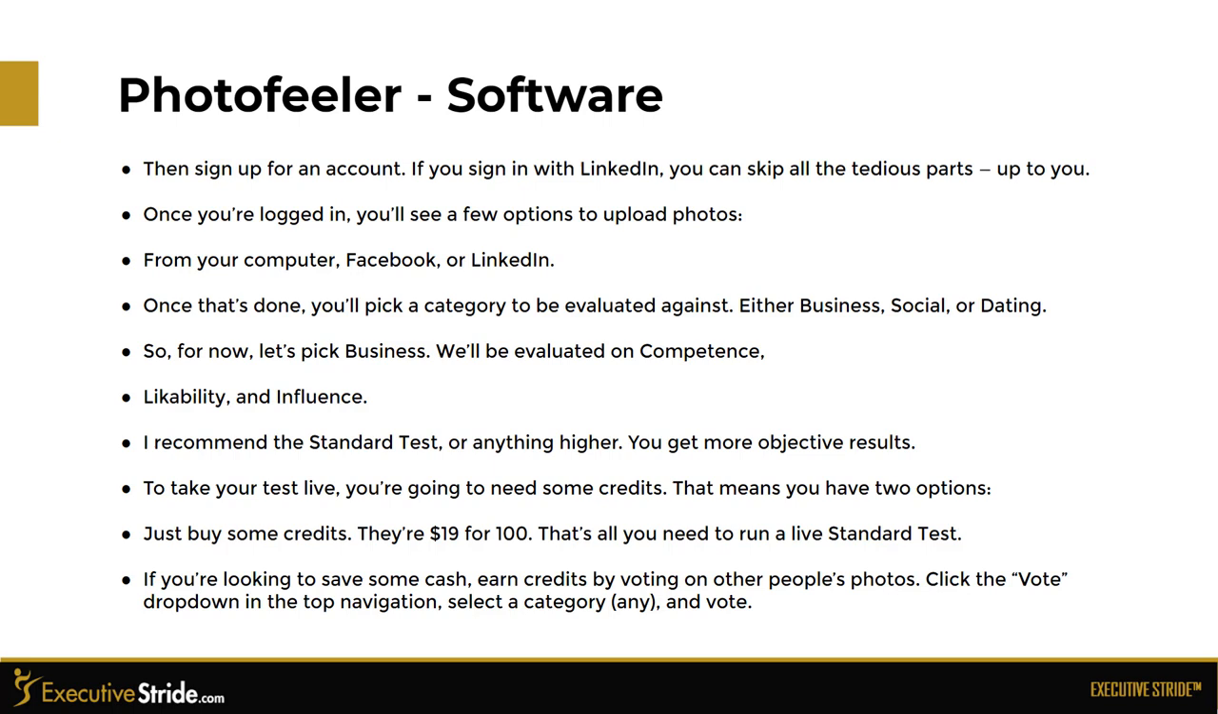To take your test live, you're going to need some credits. That means you have two options. Just buy some credits. They're like 19 bucks for 100. That's all you need to run a standard live test. If you're looking to save some cash, you can earn credits by voting on other people's photos. Click the vote dropdown in the top navigation. Select a category, any, and vote.